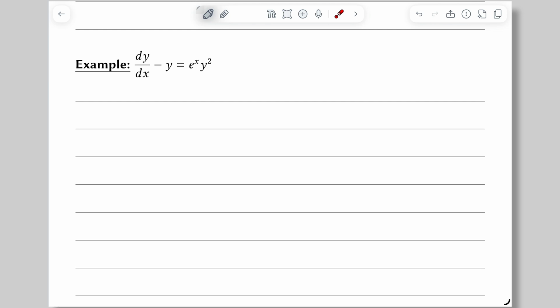The differential equation dy/dx minus y equals e^x y squared looks linear except for that y squared term, and that makes this a Bernoulli equation. In particular, it's a Bernoulli equation with n equals 2, 2 being the exponent we see on y. In the case of a Bernoulli equation, we make the substitution u equals y to the 1 minus n.